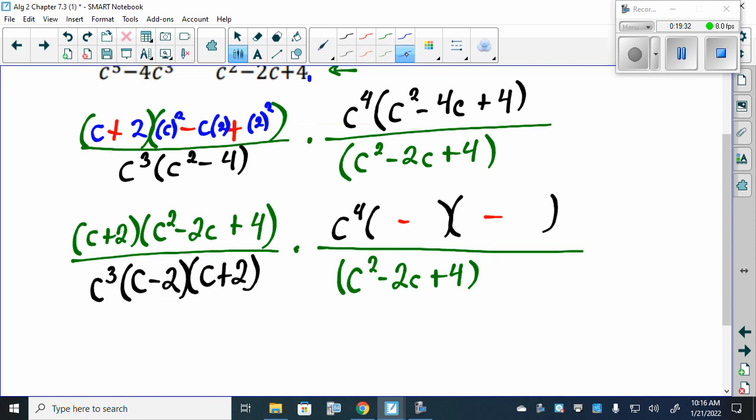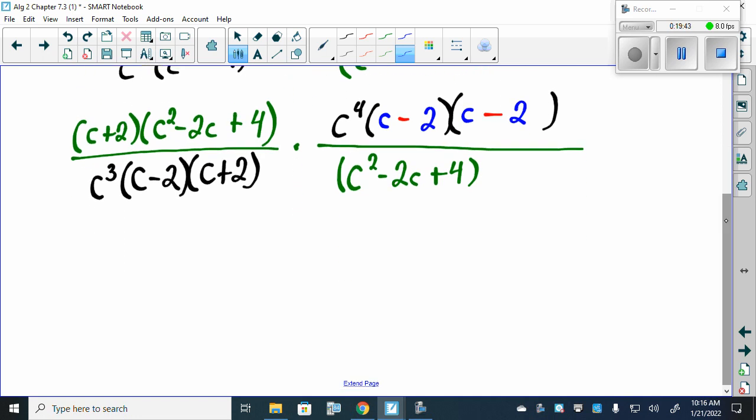Our factors of c squared are c and c, 2 and 2. And we get to this here. Well, the next thing is we have to multiply the numerators and denominators together.